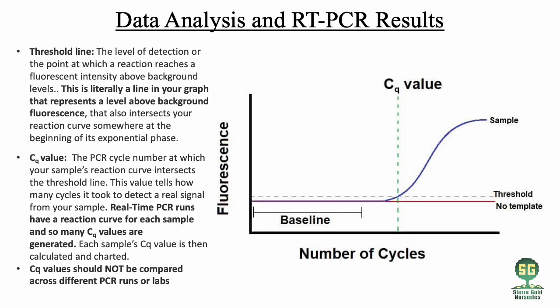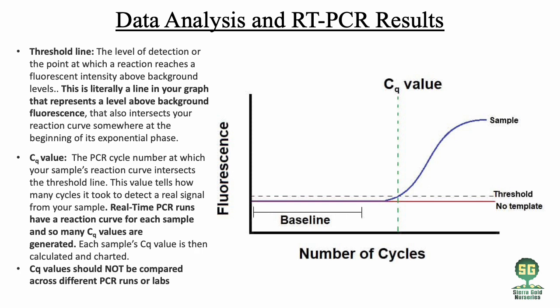Despite the fact that real-time PCR fluorescent dyes and probes are sequence-specific, a considerable amount of background fluorescence occurs during most real-time PCR experiments. It is critical to bypass or account for this background signal in order to glean meaningful information about your target. This issue is addressed by 2 values in real-time PCR, the threshold line and the Cq value. The threshold line is the level of detection or the point at which a reaction reaches a fluorescent intensity above the background levels. This is literally a line in your graph that represents a level above background fluorescence that also intersects your reaction curve somewhere at the beginning of its exponential phase.